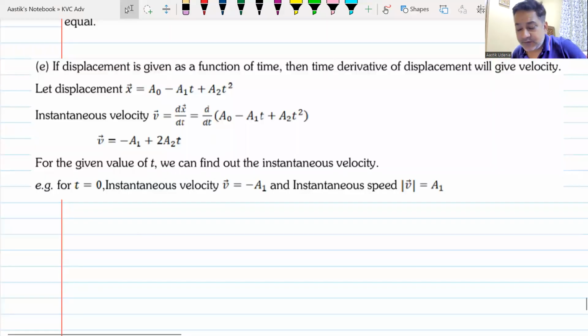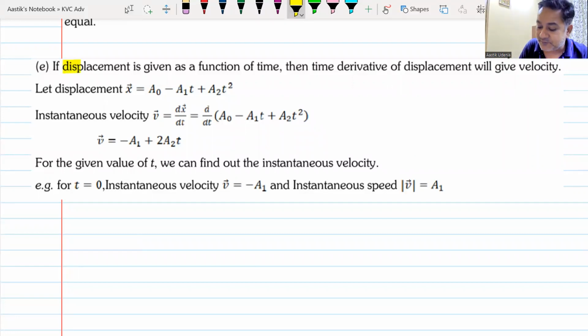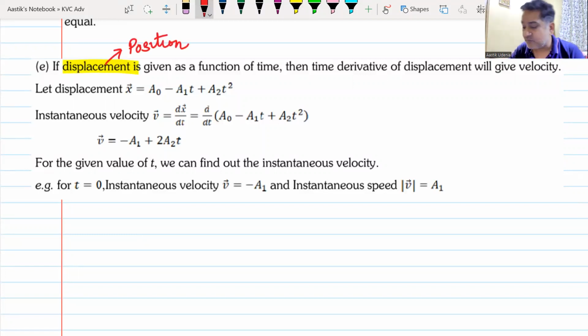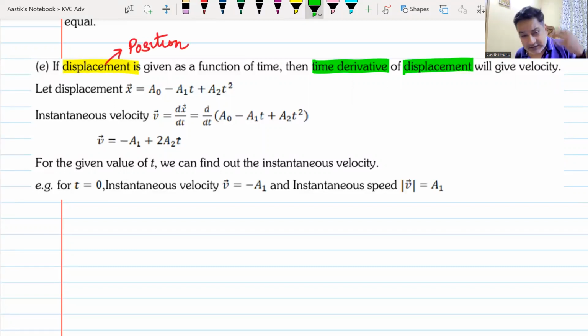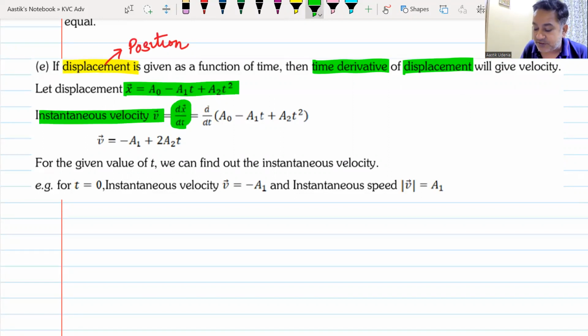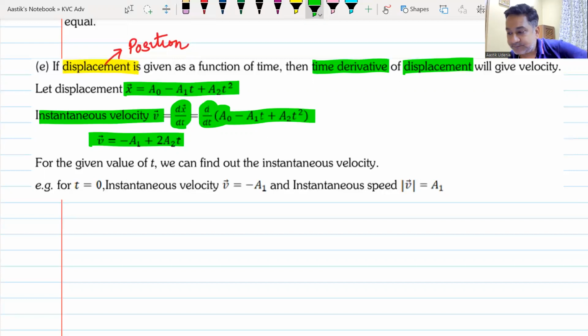Sometimes you will be given displacement or position of the particle as a function of time. In some cases, it will be called displacement. If it has to be correct, it has to be called the position vector. If the position vector of the particle is given as a function of time, then take the time derivative. You understand the meaning of derivative? Yes or no? Yes, sir. If this is the displacement, then the derivative of this thing, dx by dt or dr by dt, will give you the instantaneous velocity. Yes or no? Yes, sir. Because this velocity will come as a function of time. You put the value of t, you will get the instantaneous velocity.